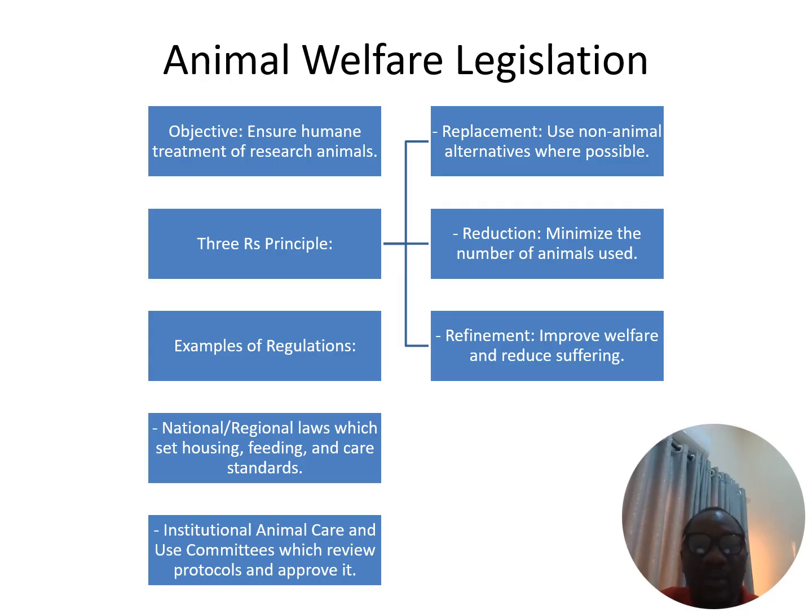Animal welfare legislation can come from national or regional laws, which set housing standards, feeding standards, and care standards, or it may come from the institutional animal care and use committees, which will review the proposed protocols and, after going through them, approve the protocols for the commencement of the research.